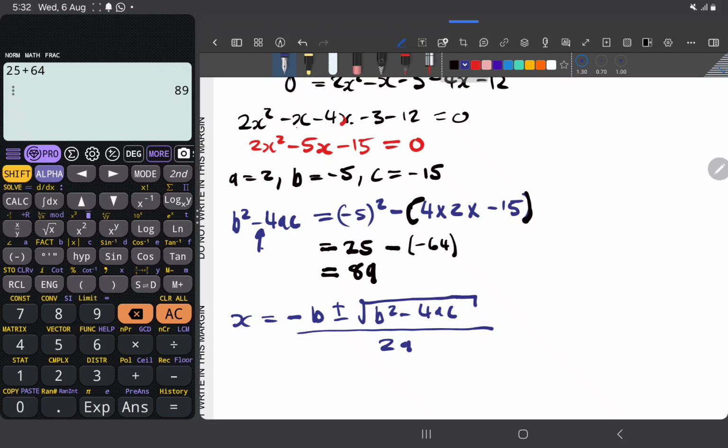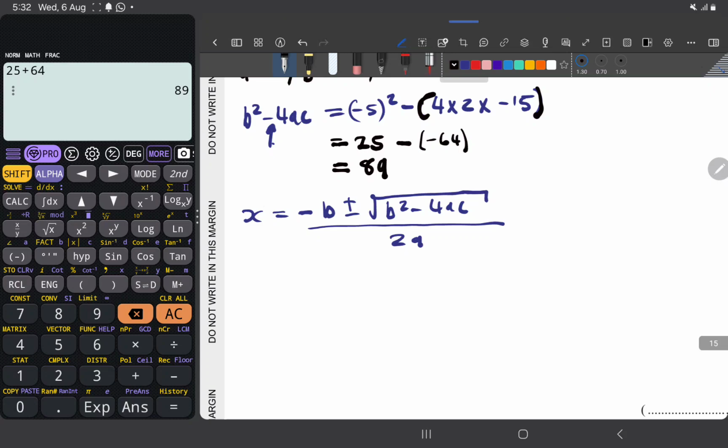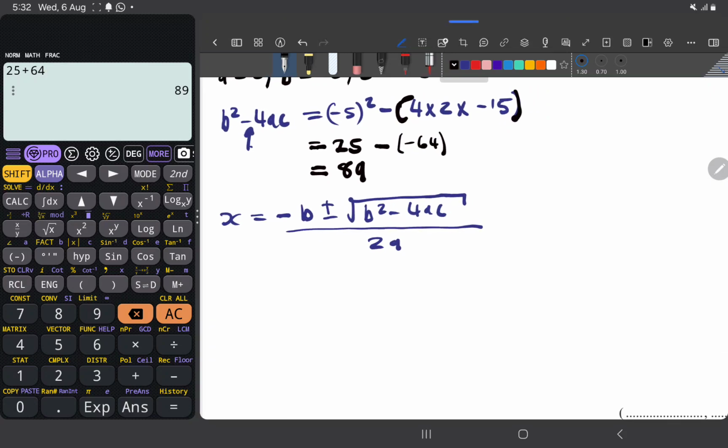This method will always work. Ladies and gentlemen, this method will always work. Okay, Joy? Are you hearing me, Dante? Are you hearing me, Sanya? Are you hearing me, everybody?